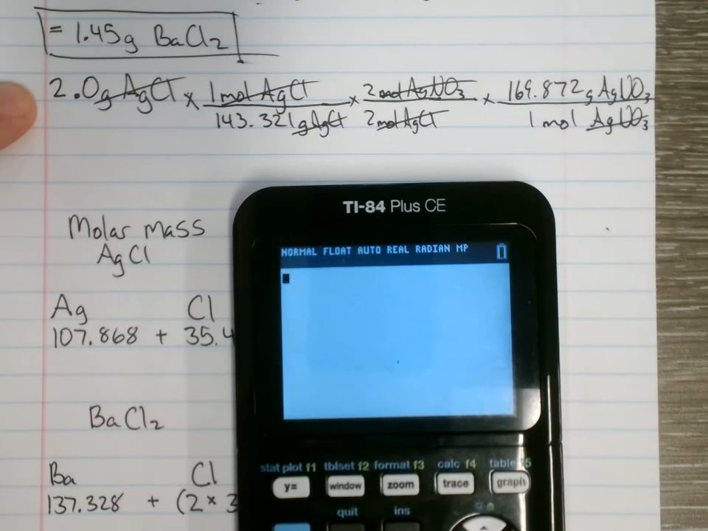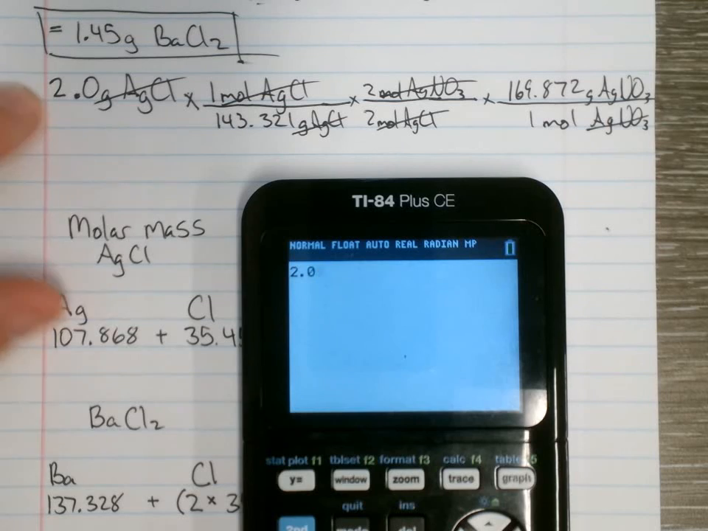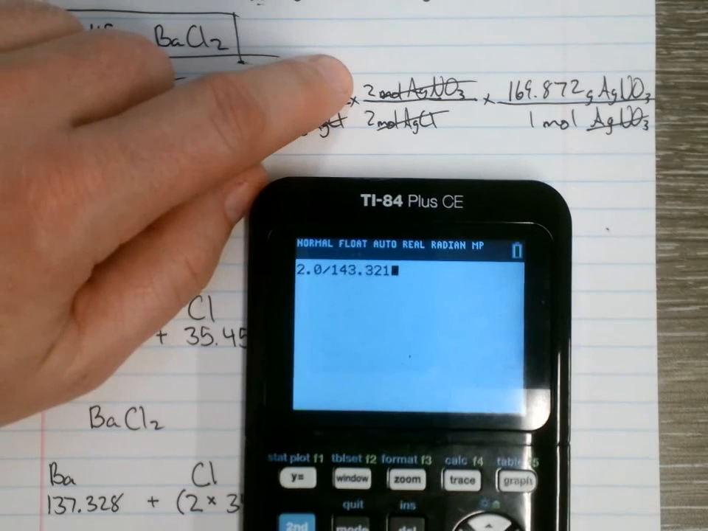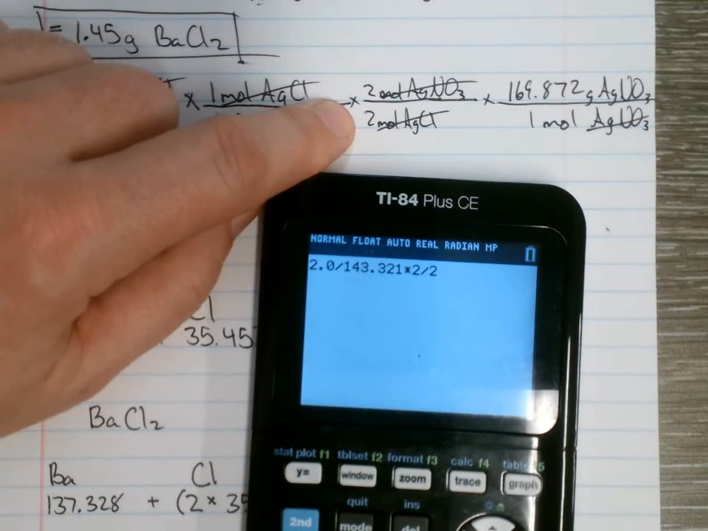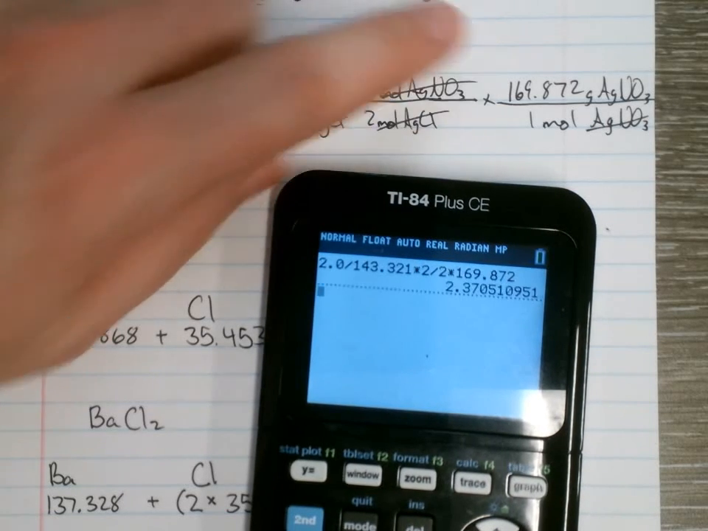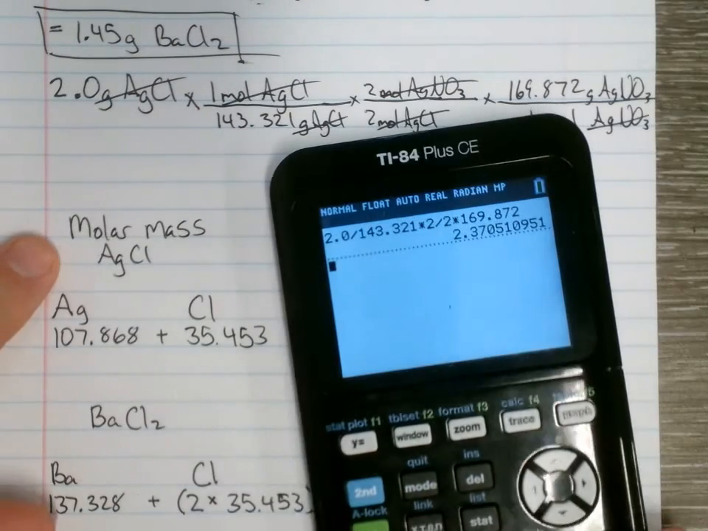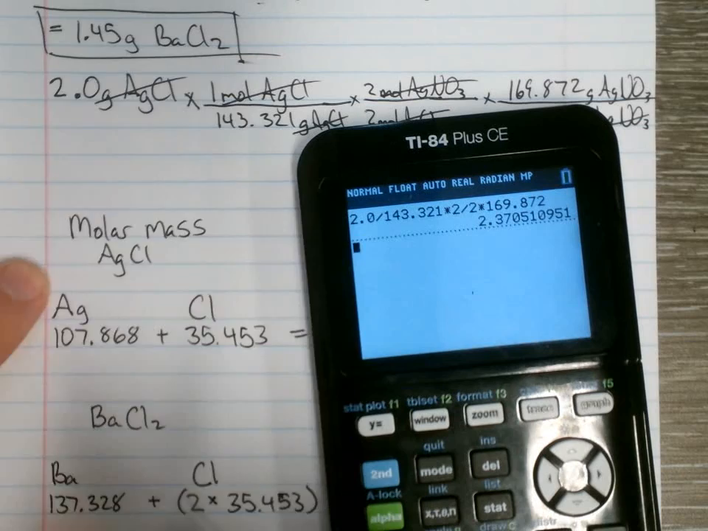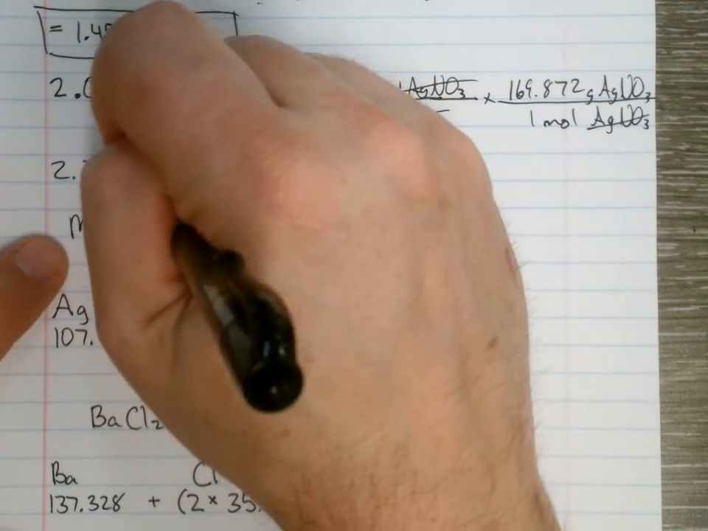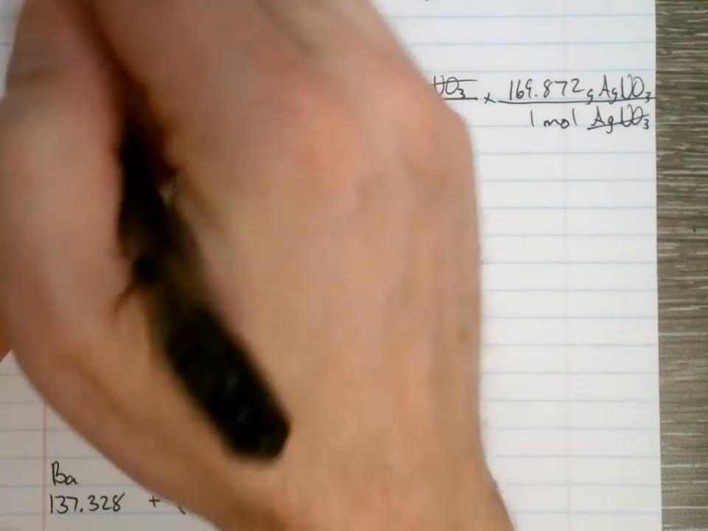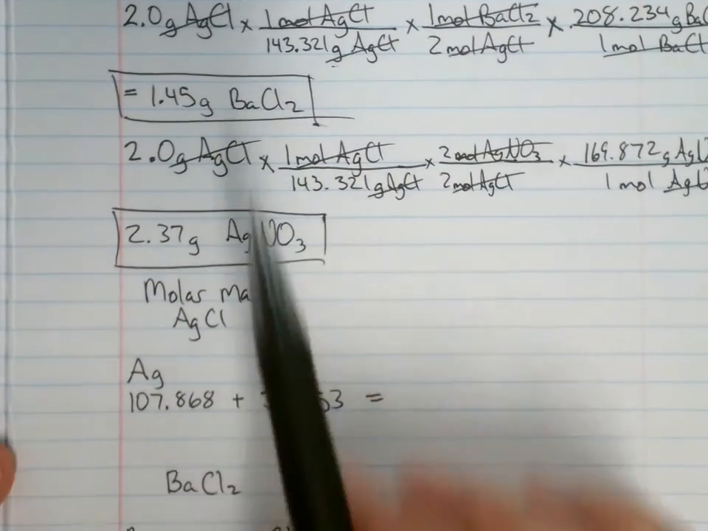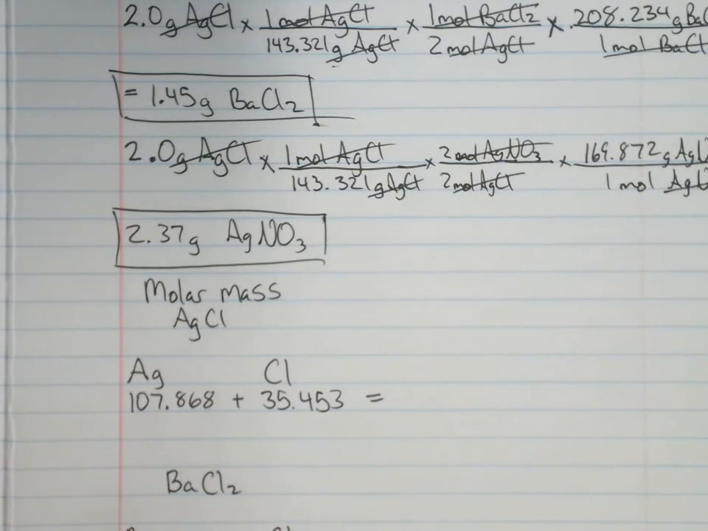2 grams divided by 143.321, times 2 divided by 2, times 169.872. Hit enter. That gives us 2.37 grams of silver nitrate. So 1.45 grams of barium chloride and 2.37 grams of silver nitrate, that's how you solve that problem.